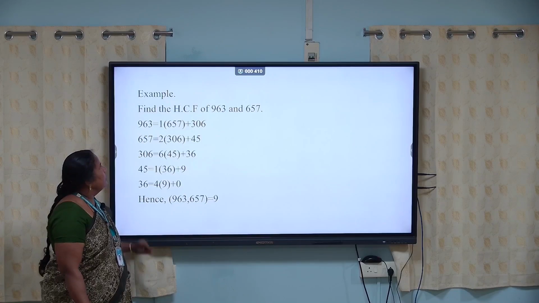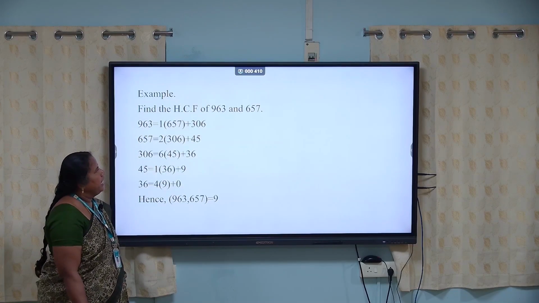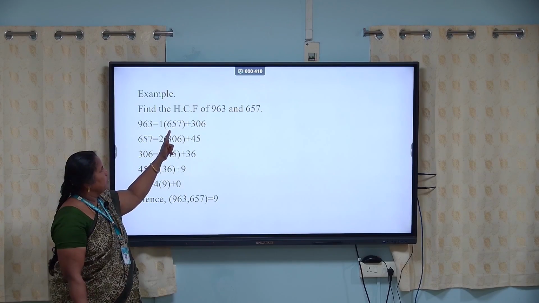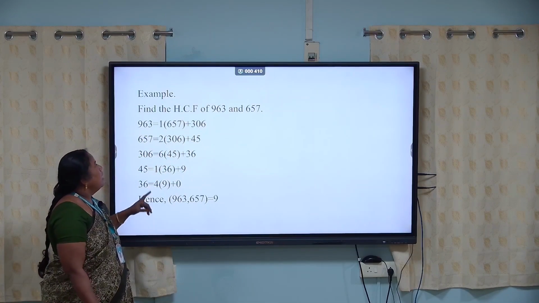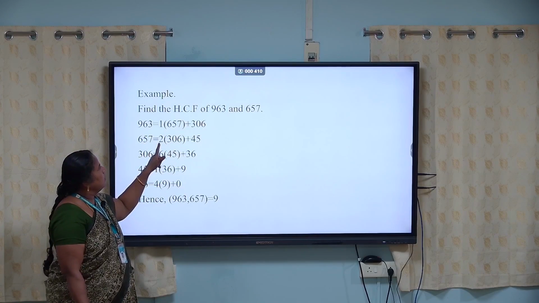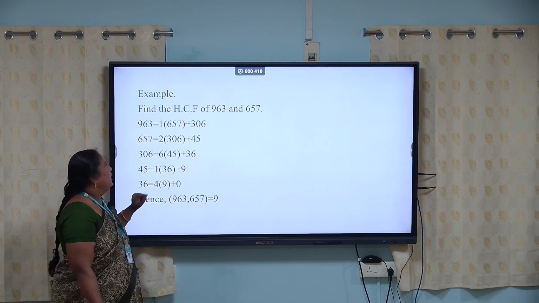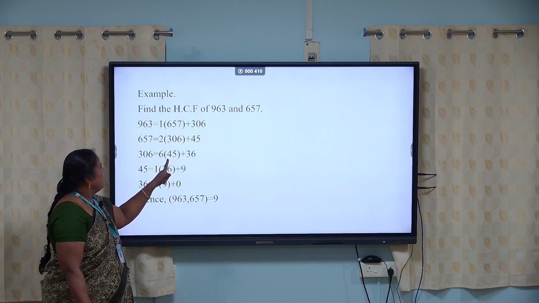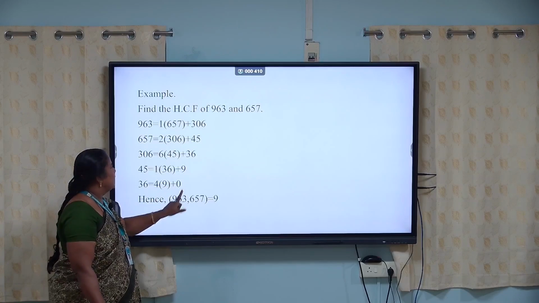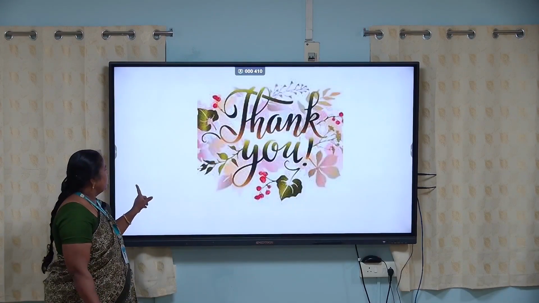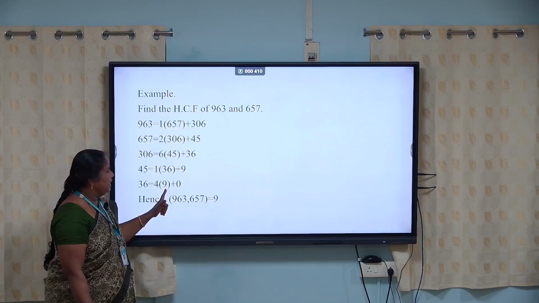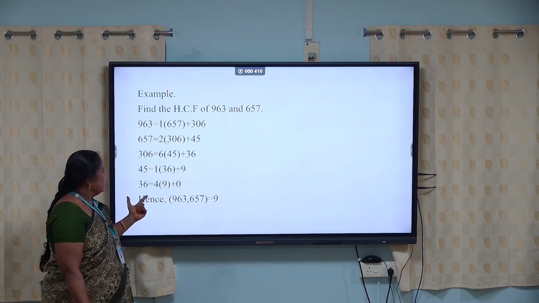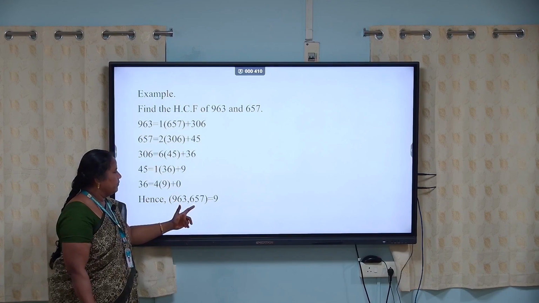We see one example. We have to find the HCF of 963 and 657. 963 can be written as 1 times 657 plus 306. Now, 657 can be written as 2 times 306 plus 45. Now, 306 is equal to 6 times 45 plus 36. Now, 45 is equal to 1 times 36 plus 9. Now, 36 is equal to 4 times 9 plus 0. Here 9 is the last non-zero remainder. Hence, the HCF of 963 and 657 is 9.